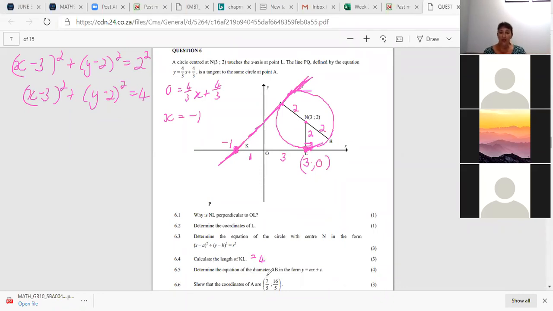Determine the equation of the diameter AB in the form y equals mx plus c. They did not need to say that. You can see that the diameter is a straight line. All right.